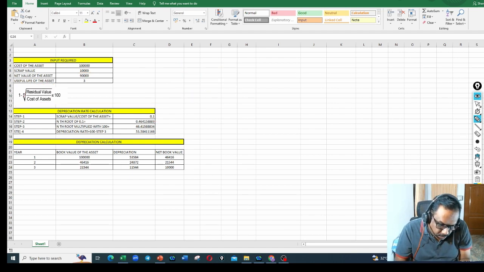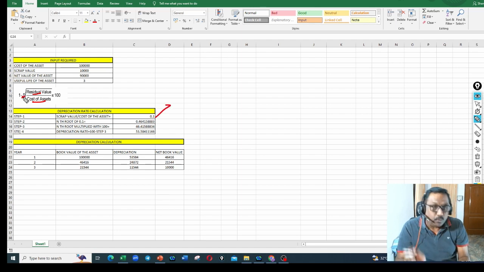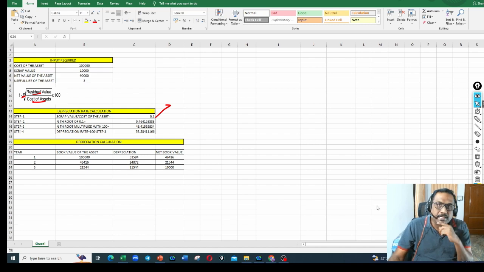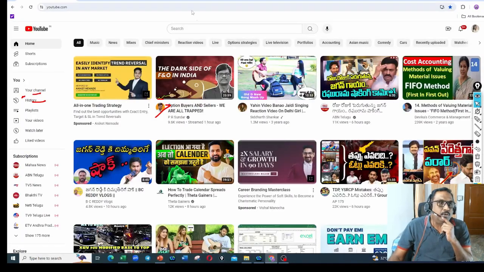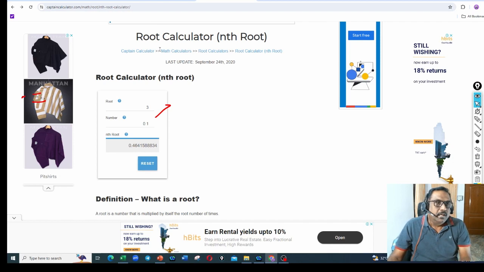Step 2 is the nth root of 0.1, which we need to calculate. Residual value divided by cost of asset we calculated as 0.1, but here it says nth root of residual value divided by cost of asset. How do we calculate the nth root? That is important. For that, I'll go to Google and show you how to calculate the nth root. See here, this is the nth root calculation.